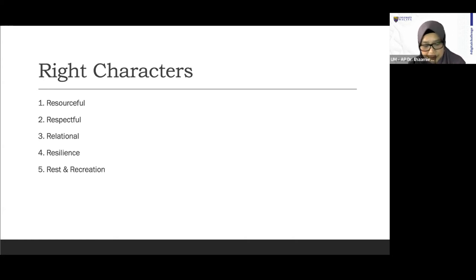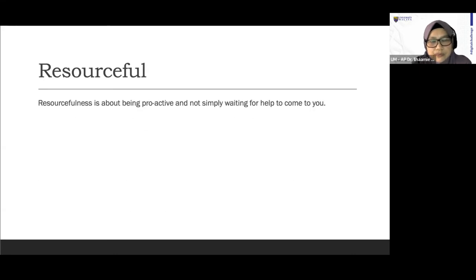So what is resourceful? Resourceful is about being proactive and not simply waiting for help to come to you. As an early academic career person, you cannot just cry for help; you have to go out from your office and look for help. You have to seek advice from your seniors, colleagues, mentors, friends from the industry, and also from other universities.